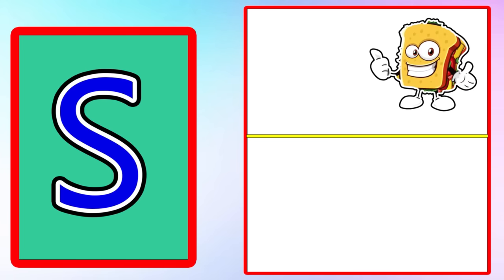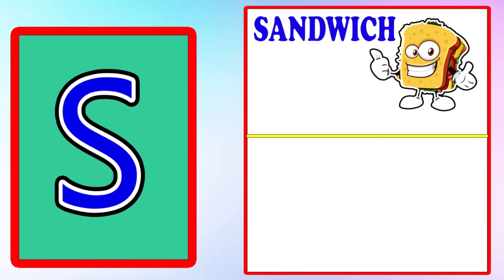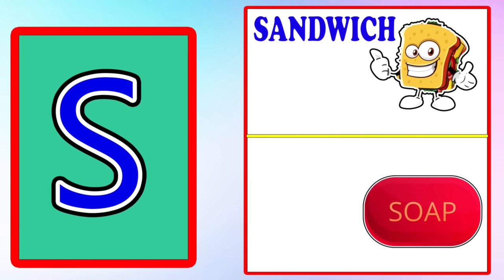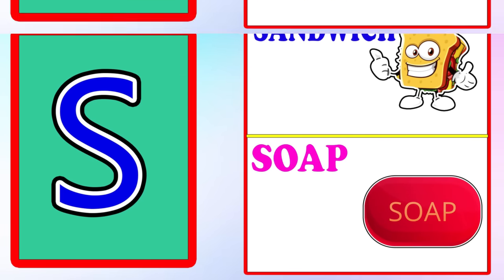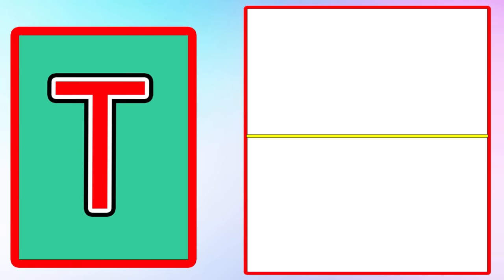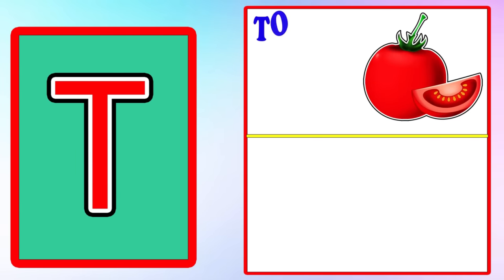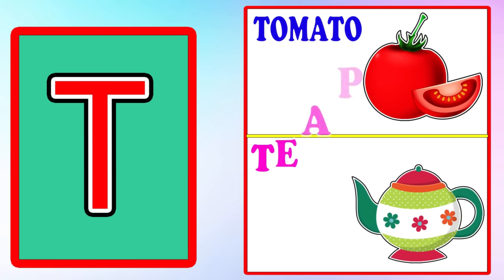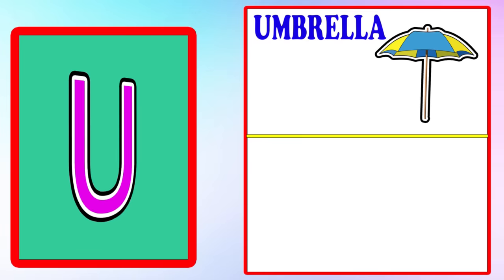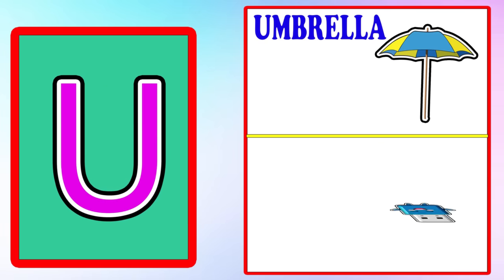S. S for sandwich. S for soap. T. T for tomato. T for teapot. U. U for umbrella. U for USB.